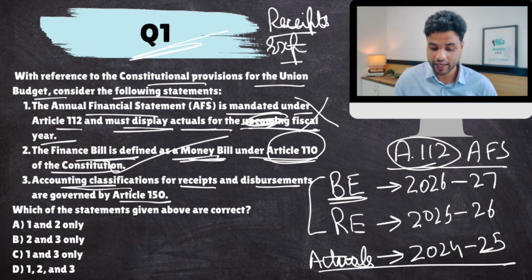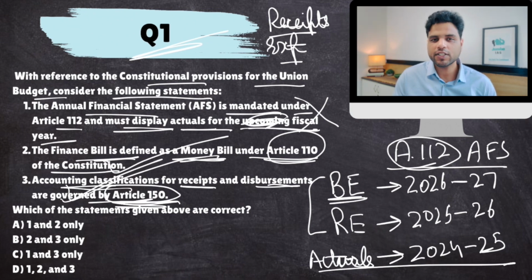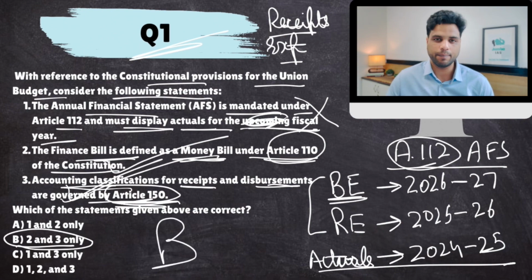Now, the accounting of all government departments, everything in the budget, has some link with the CAG, and it is mentioned in article 150. CAG would tell you how the accounts should be prepared. So accounting of receipts and disbursements is governed by article 150. So the second statement is also correct. Except the first statement, all statements are correct, so the answer to this question would be B.